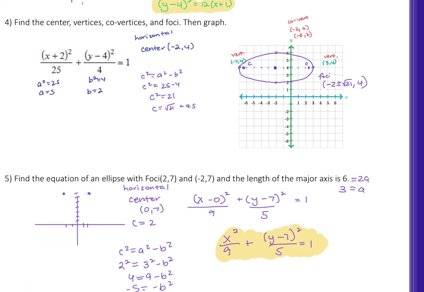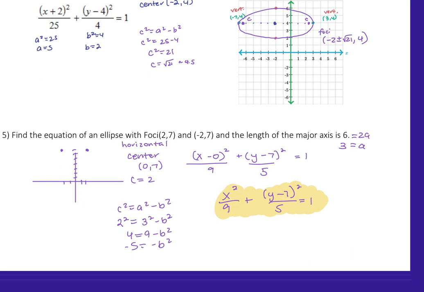And then 5 was the reverse. Here's information about an ellipse. Find the actual equation. If the foci are (2, 7) and (-2, 7), then the center's halfway between them, which is (0, 7), and c is 2. That's what the foci tells you. And then it's horizontal. And then the length of the major axis, 6, should have been 2a, making a 3. Then you just had to use the equation to find b. B squared was 5.